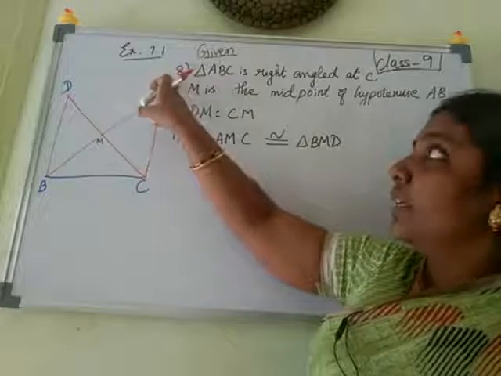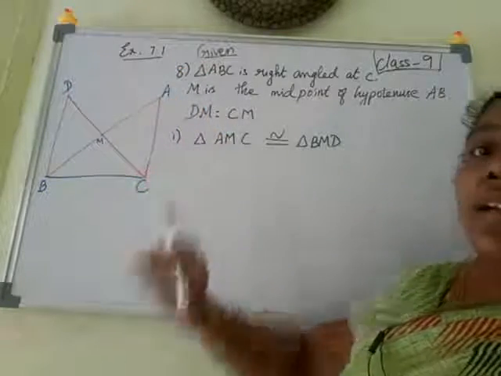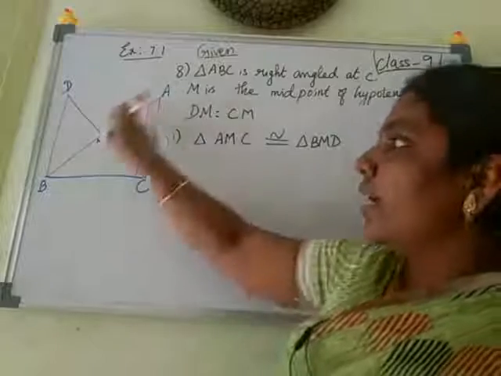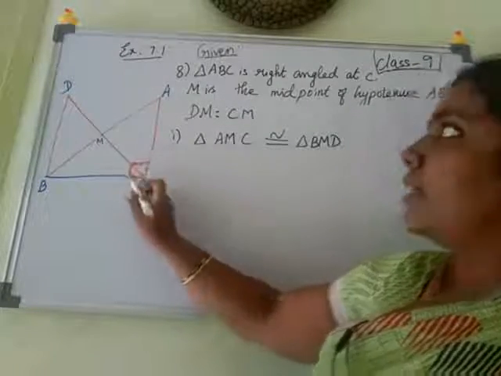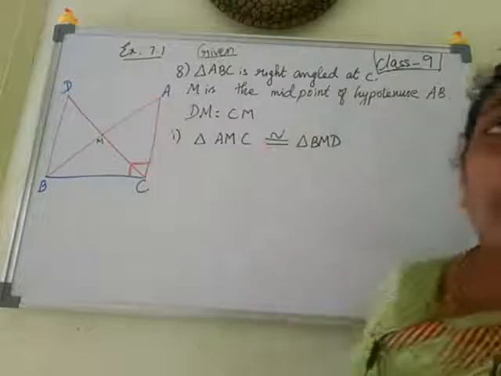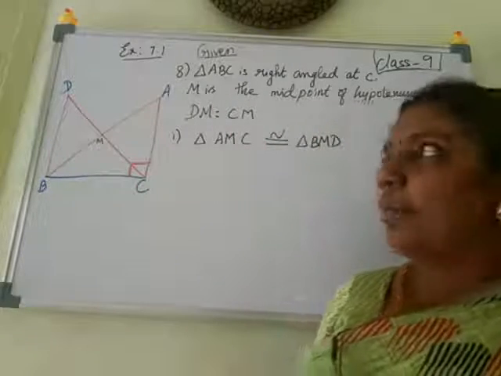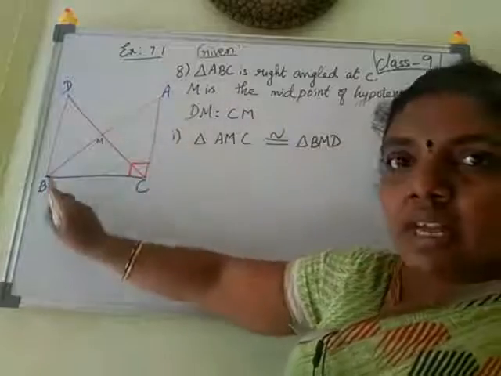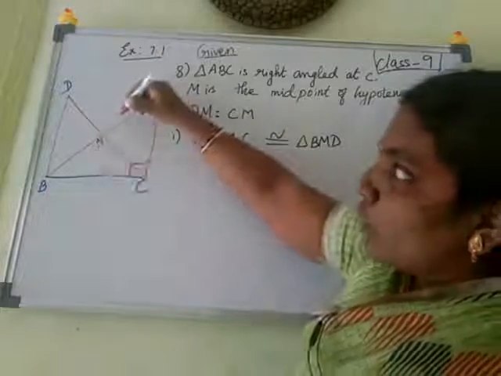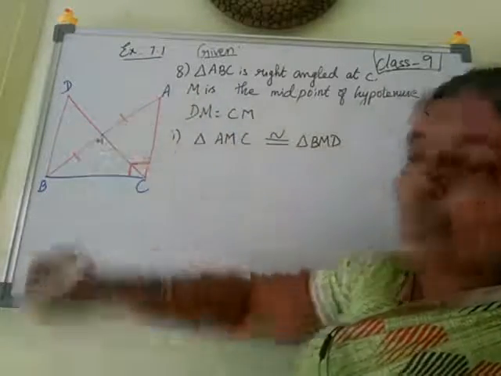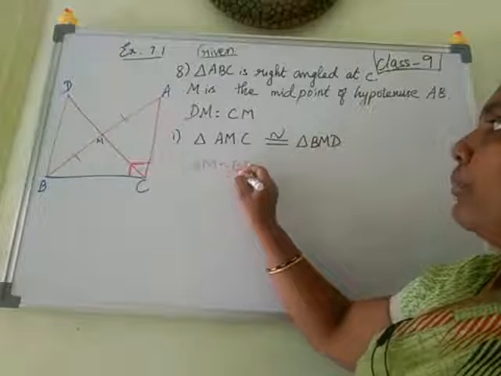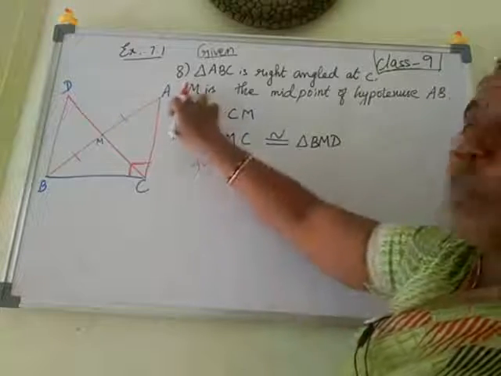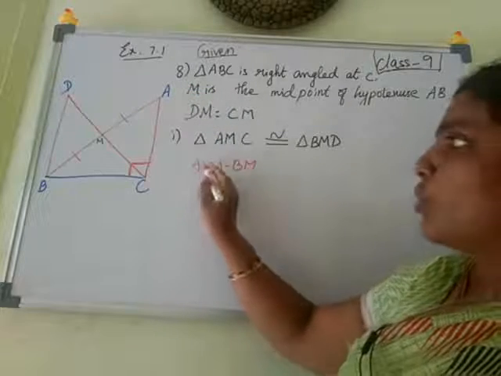First thing is triangle ABC is right angled at C. So this is triangle ABC, right angled at C, so this angle is 90 degrees. M is the midpoint of the hypotenuse. That means AB is the hypotenuse, M is the midpoint, which means this side and this side will be equal. That is AM is equal to BM. From this point we can write AM is equal to BM.